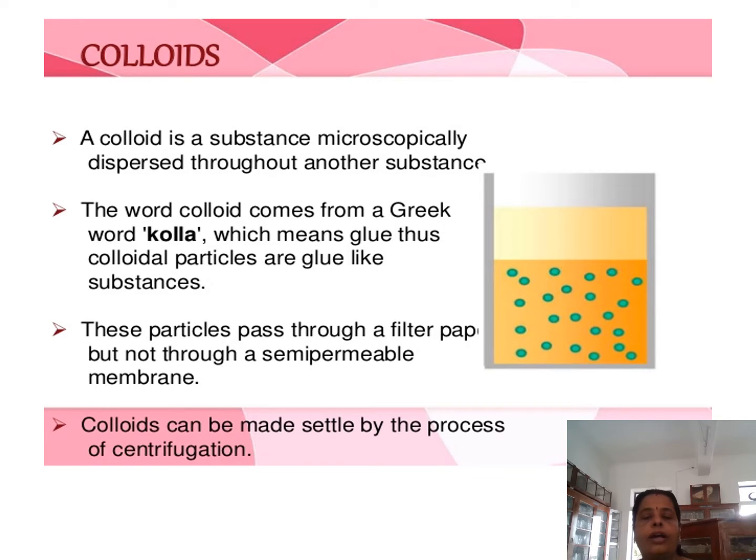The word colloid comes from a Greek word kolla, which means glue. Thus, colloidal particles are glue-like substances. These particles pass through a filter paper, but not through a permeable membrane. Colloids can be made to settle by the process of centrifugation.